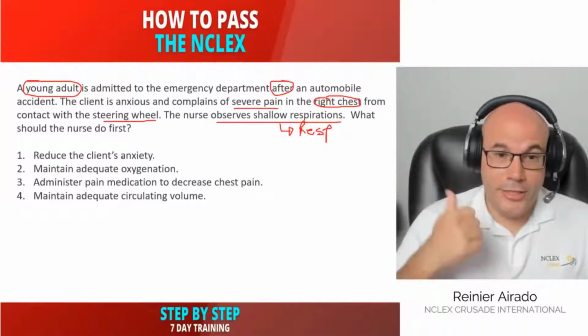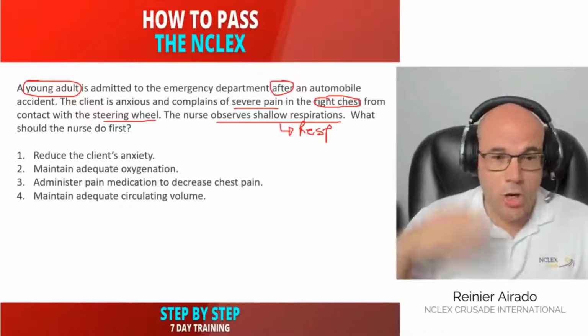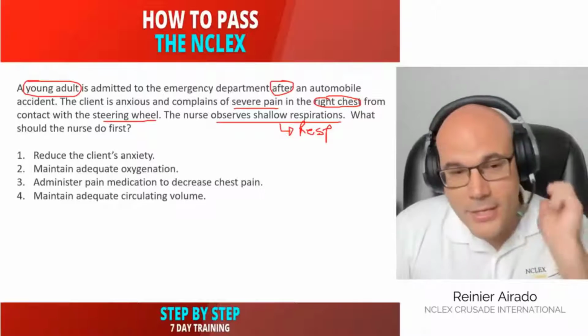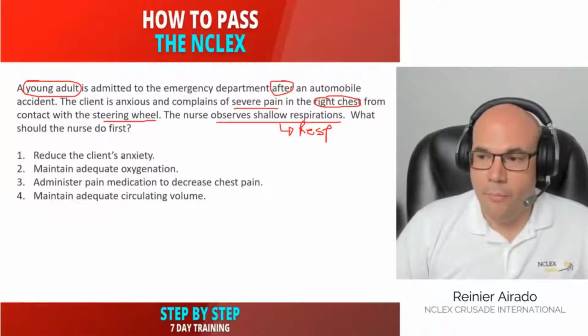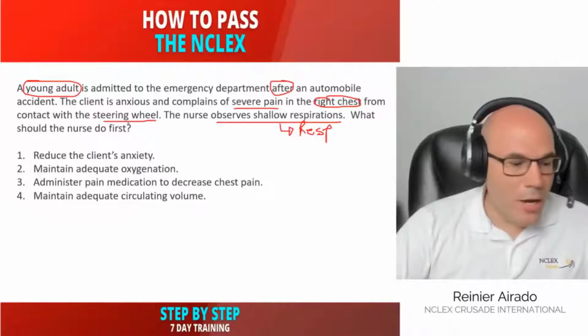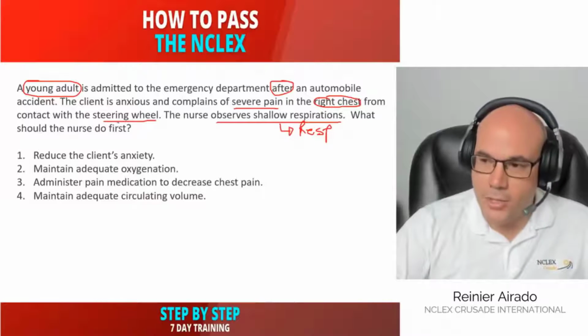So we know that we're dealing with an emergency. We know that the nurse did an assessment. We know that the patient is in severe pain. And we have a respiratory problem. How do we know that this is a priority question?